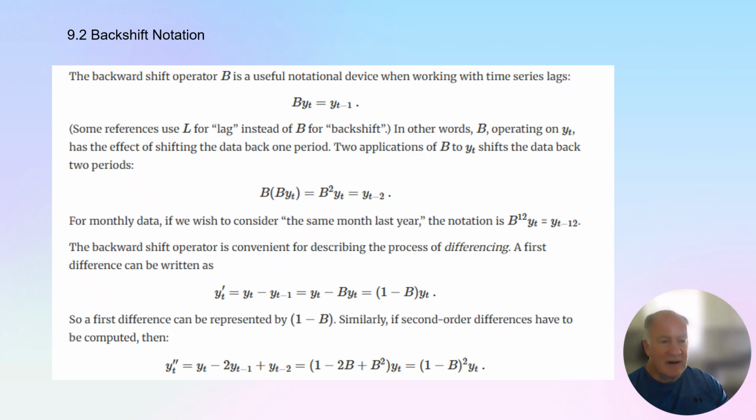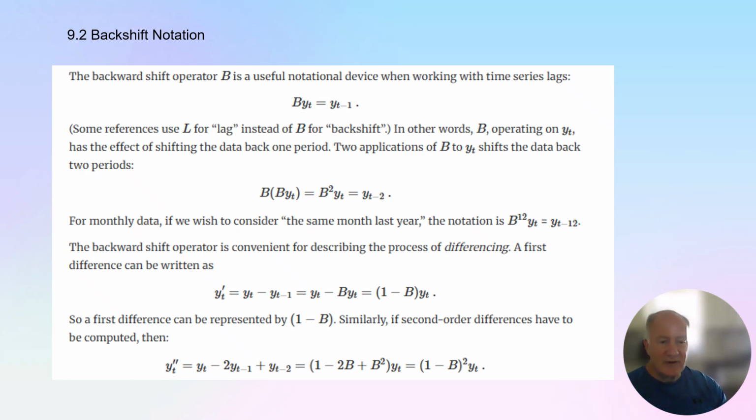So the backward shift operator is convenient for describing the process of differencing. For instance, the difference in y of t is equal to y of t minus the previous value of y. In this case, it can be written as y of t minus B y of t, or 1 minus B times y of t. So the first differencing can be represented as 1 minus B. Similarly, the second difference can be computed.